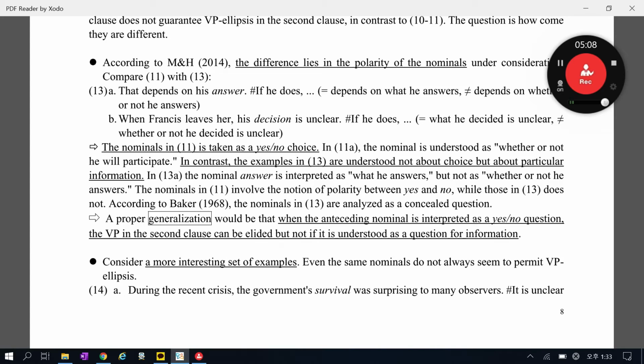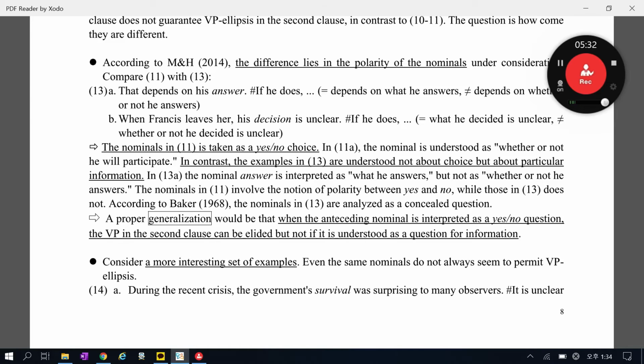According to Baker 1968, the nominals in 13 are analyzed as concealed questions, so a proper generalization would be that when the antecedent nominal is interpreted as a yes-no question, the VP in the second clause can be elided, but not if it is understood as a question for information.